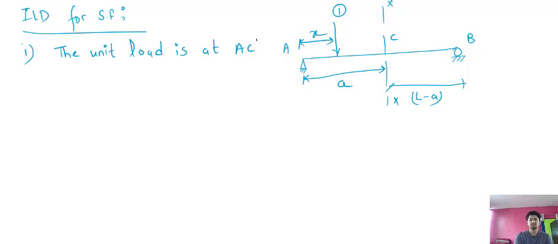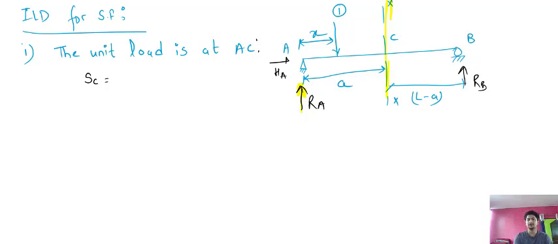For making the shear force diagram, the first condition is that the unit load is at AC. Then you have to write the equation for shear force at C. When you are talking about point C, you put your hand here and see the equation from the left hand side. Here there will be one reaction RA, and one HA, and here one reaction RB.